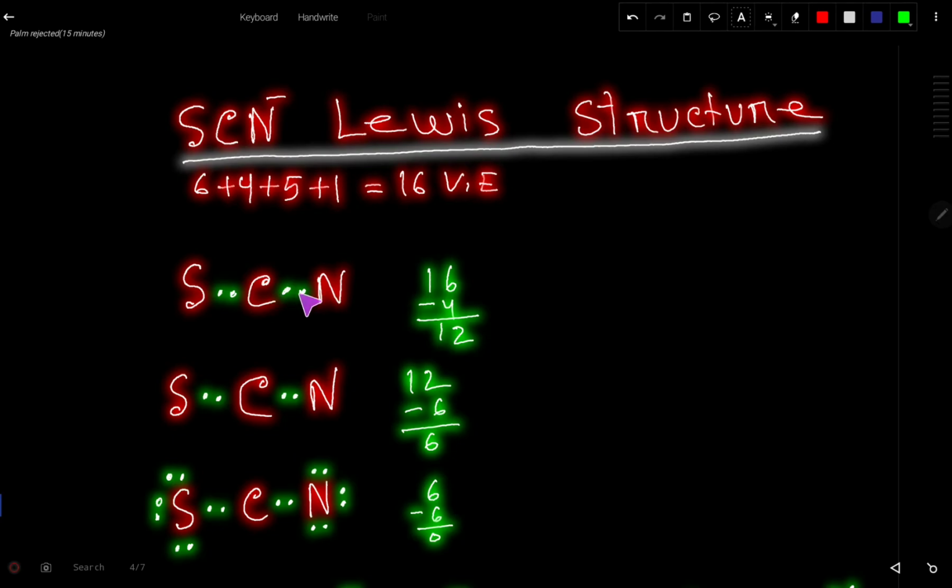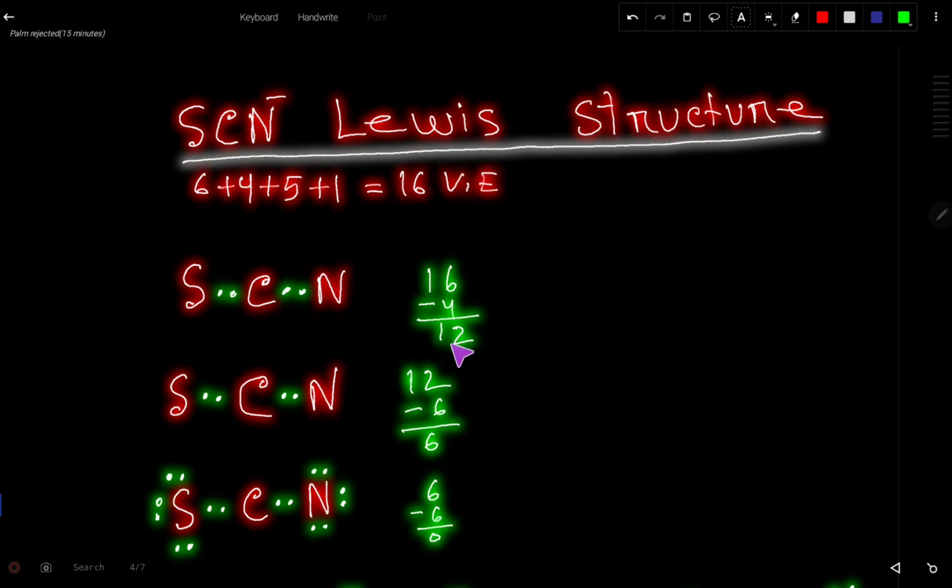So we have already connected these 3 atoms. To connect 2 atoms, we need 2 dots or 1 bond, right? These are shared electrons because these 2 dots are shared equally by carbon and nitrogen, and here by sulfur and carbon. So out of 16 we have used 4, so 12 valence electrons are left. Here carbon is the central atom because it is the least electronegative atom, right?